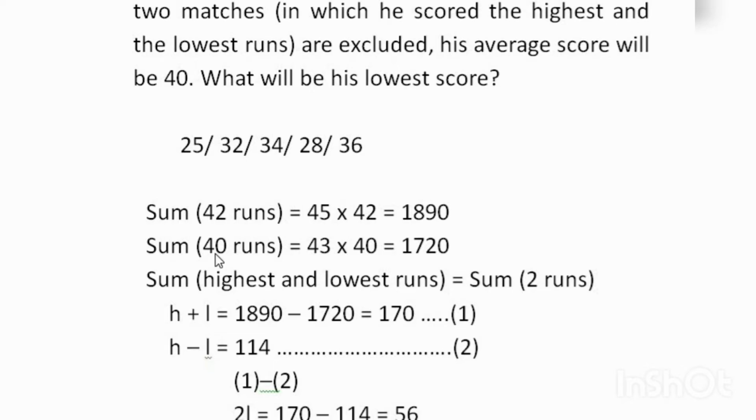Now his highest and lowest runs are excluded. They are not included. That means the average becomes 40, because the highest and lowest runs are not included. So 40 into 43, how does it come 43? The total is 45 matches, and those two matches were excluded, so 45 minus 2 becomes 43. So the sum of runs will be 40 × 43. Understood? It will be equal to 1720.